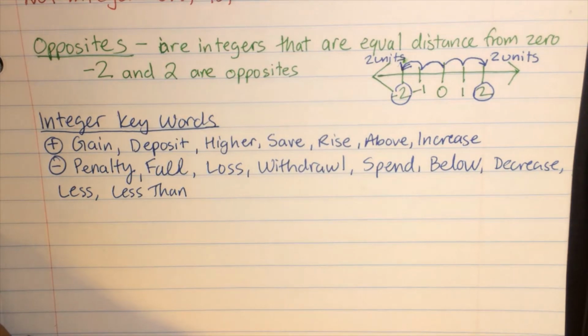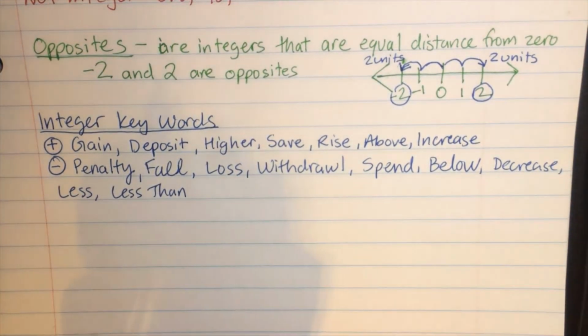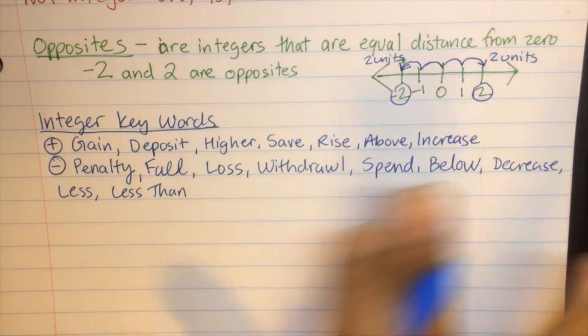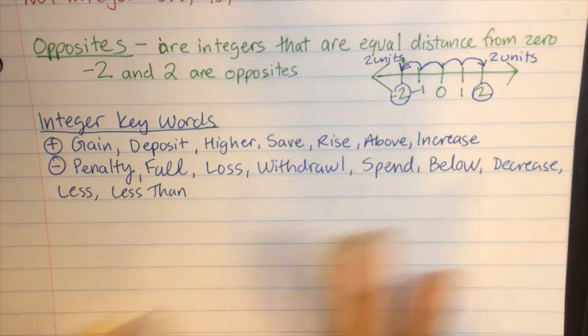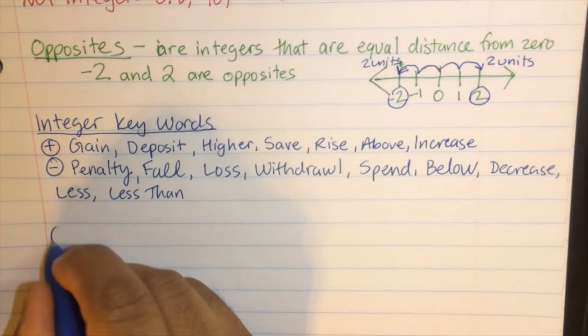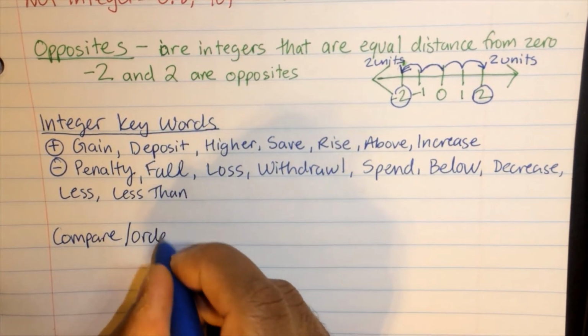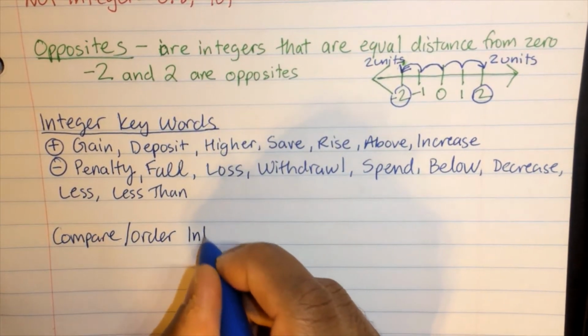Okay? But now let's go ahead and look at the next one. The next one, we're going to do two more things on our notebook. Yeah, two more things. So kind of pace yourself. If you need an extra page, remember, you can go to the next page, keep it as page 9, whatever works for you. The next thing we're going to do is compare and order integers.